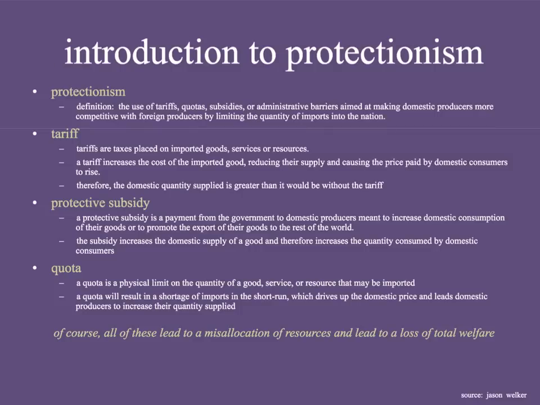But before we go any further, there are some key terms that I want to make sure you have. There are 4. The first one is protectionism, right? We could talk about it all we want, but we need to have a nice, useful definition that you could use in an essay. So protectionism is the use of tariffs, quotas, subsidies, or administrative barriers aimed at making domestic producers more competitive with foreign producers by limiting the quantity of imports into the nation.